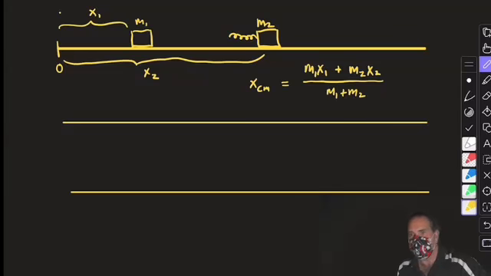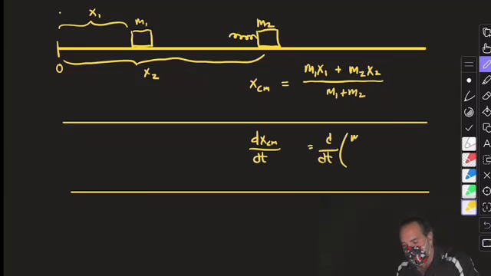If I take the derivative of both sides with respect to time, I would get dxcm dt, which will be d/dt of all of that.